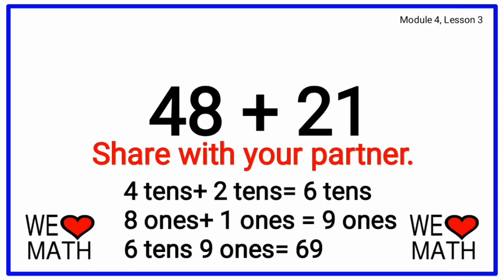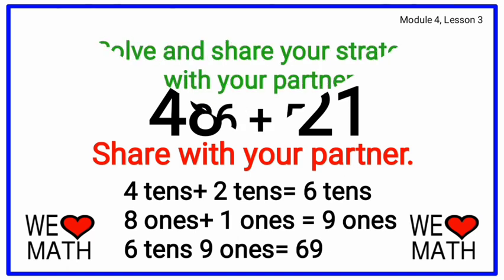4 tens plus 2 tens is 6 tens. I've added up the tens. Now I want to bring in the ones, but I have ones on both sides, so I will add it up also. 8 ones plus 1 one is 9 ones. So that means 48 plus 21 is 6 tens, 9 ones, which is 69. Very easy. No brain racking because we are still solving it like it's just ones.